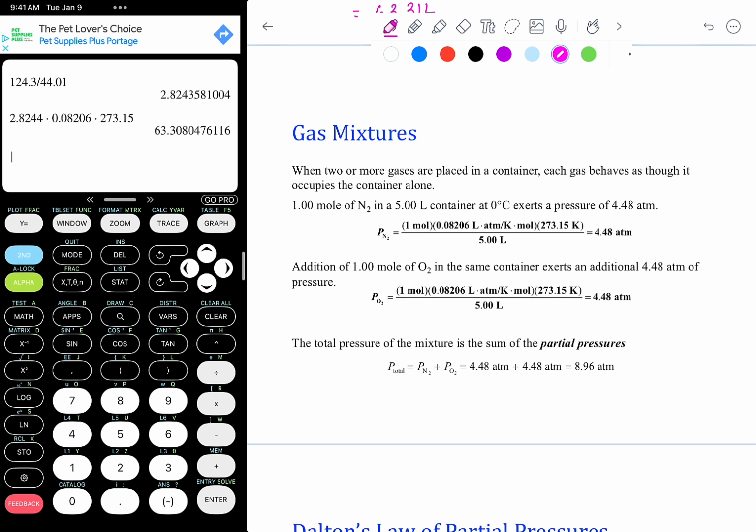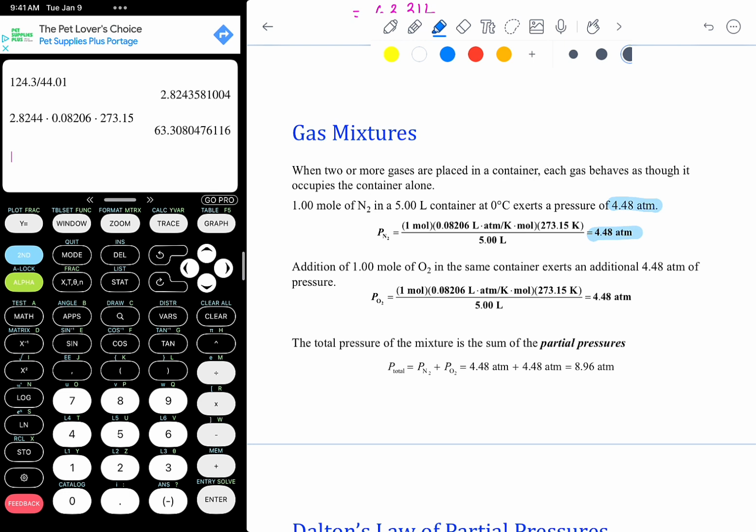So let's consider a sample of 1 mole of nitrogen gas in a 5.0 liter container at 0 degrees Celsius. We can plug that into our PV equals nRT equation and solve for the pressure of that gas in that container, and we can see that it comes out to 4.48 atm.